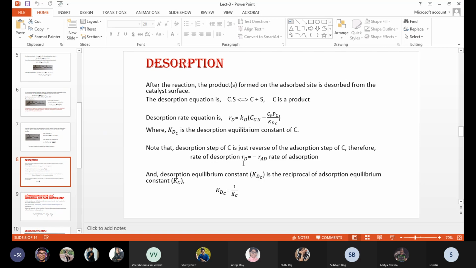Therefore, the rate of desorption RD is equal to minus the rate of adsorption of the species. And the desorption equilibrium constant KDC is the reciprocal of the adsorption equilibrium constant KC. If we consider the opposite way, then this desorption equilibrium constant is just the reverse of the adsorption equilibrium constant, because if you look at the reaction from the other side, KD of C is equal to 1 by Kc. Kc is the adsorption equilibrium constant of C.